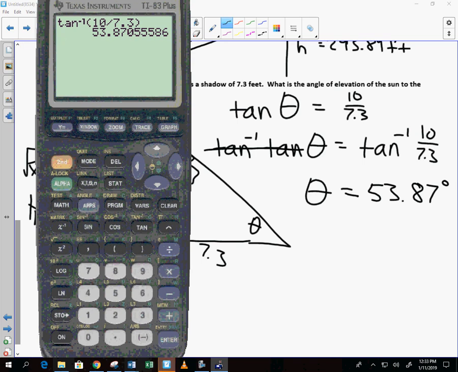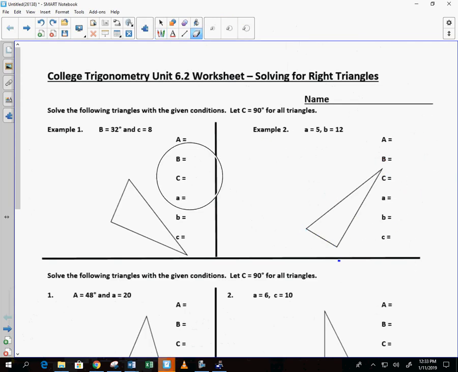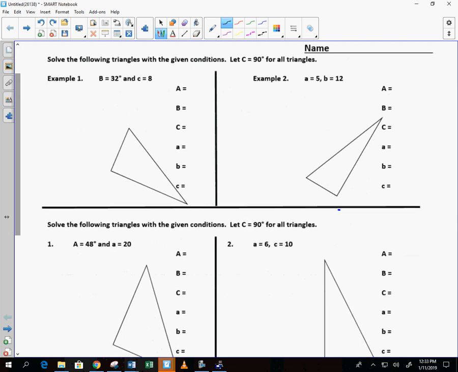So take out your worksheet, and we'll do this example, and then you'll get right to work. We have example number 2. A is 5, B is 12. This takes us to solving our right triangles. We have a right angle here. We call that angle C, 90 degrees. We're given side A is 5 and side B is 12. So now I've got to figure out angles A and B and side C.